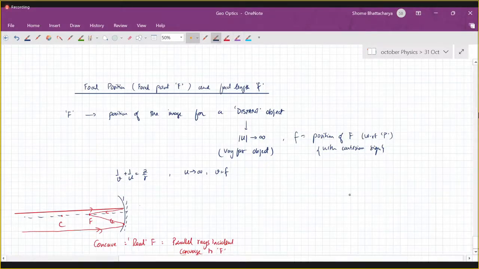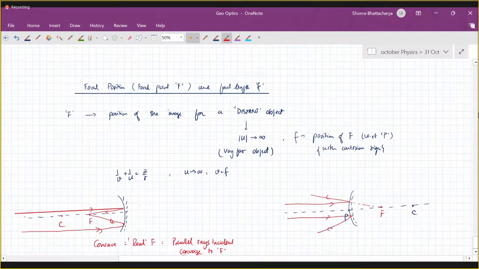Whereas when we talk about convex mirror, the center of curvature is behind the pole. So the focal point is also behind the pole. So rays which are parallel to the principal axis, they diverge in such a way that they appear to be coming from this virtual focal point.